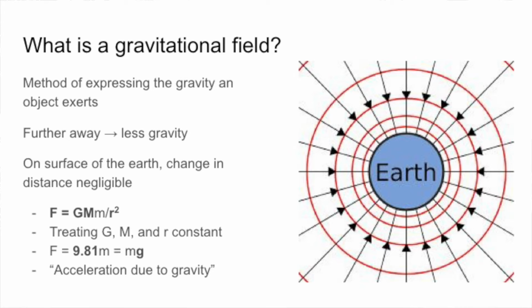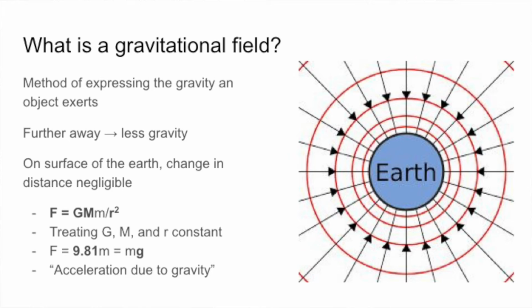And that actually gives us an important result, because when you put those things together, you get F equals 9.81 times m, so it's always going to be this constant number times m.